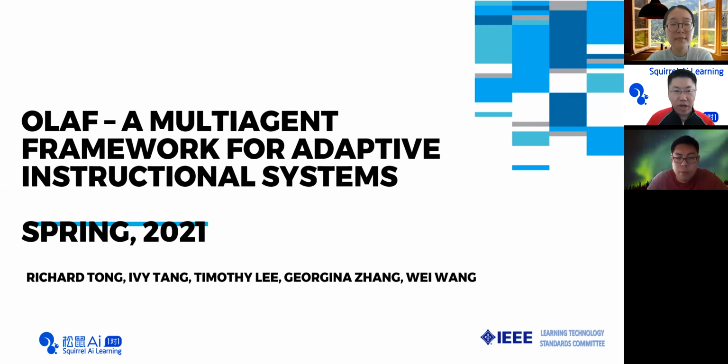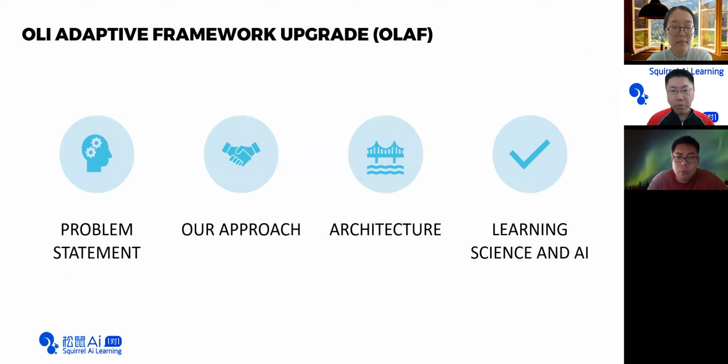So today, we're going to talk about our approach, our design, and the research behind this OLAF multi-agent framework for adaptive instructional systems. We're going to have four parts of the talk. It's going to be about 20 minutes. First, we're going to go through the problem statement or the background of why we're creating this project, and also what are the research behind it. And second, we're going to look at our overall approach and architecture. And then we're going to talk a little bit about the learning science and AI behind the scene.